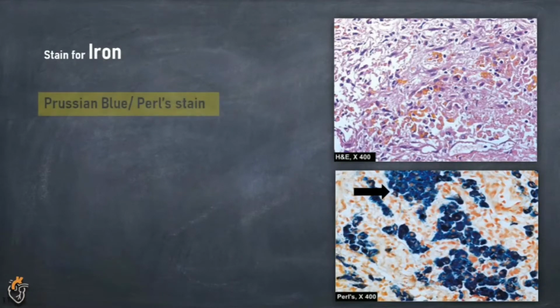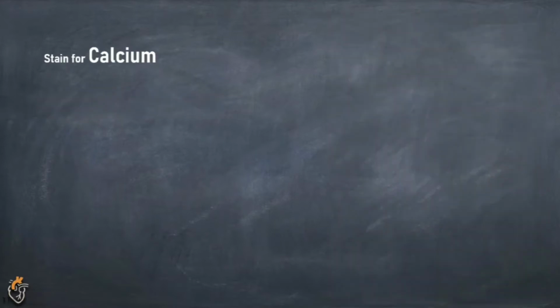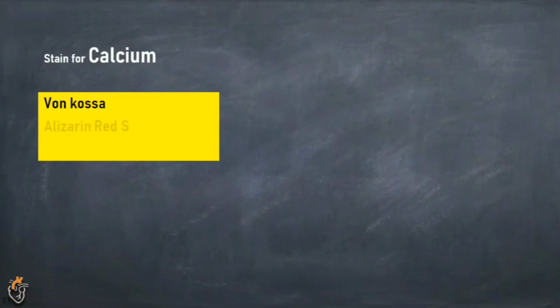Now see the second image. There are lots of blue color deposits. These deposits are iron that have been stained by Prussian blue or pearl stain. So the color it will give to iron is blue. That is extremely important.